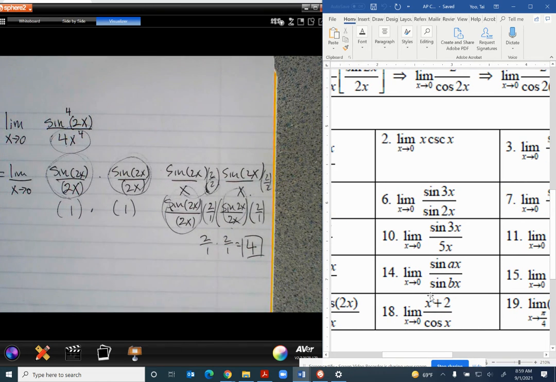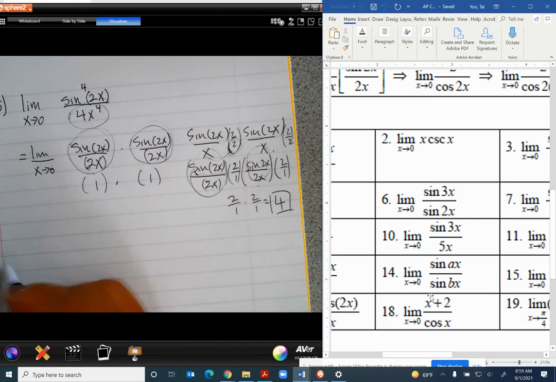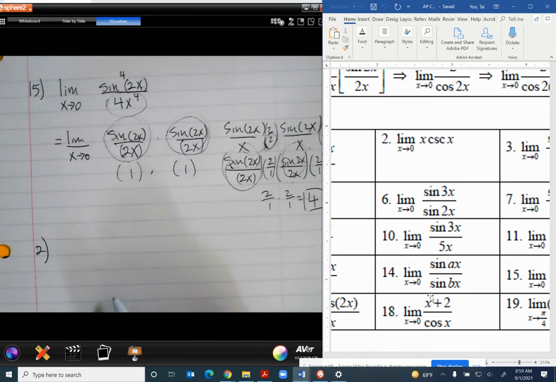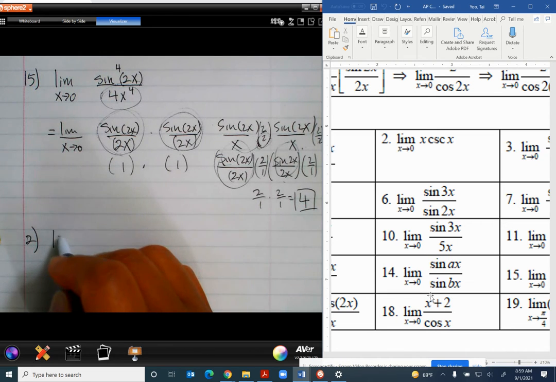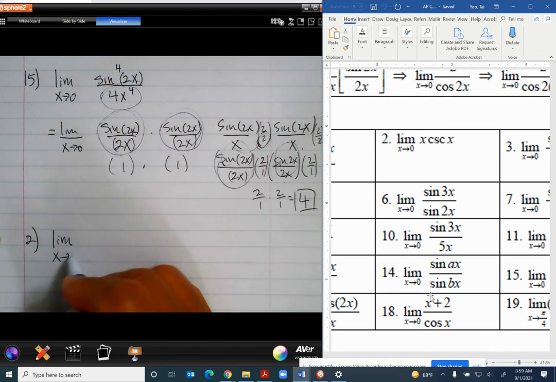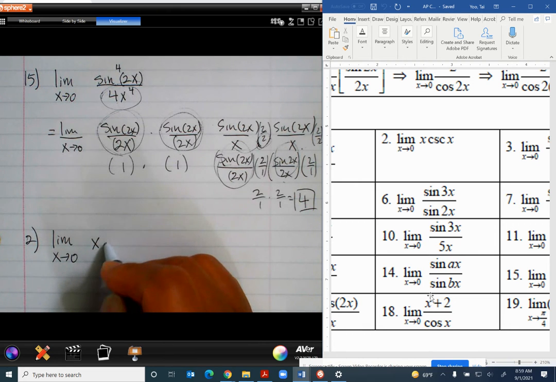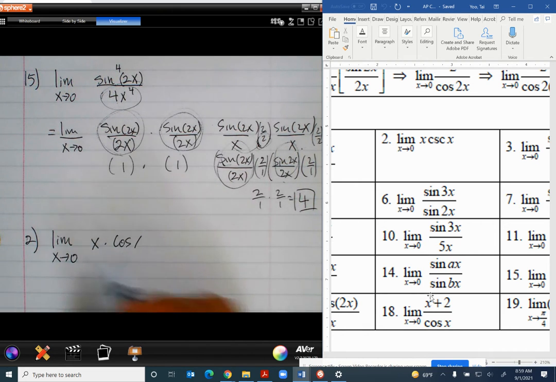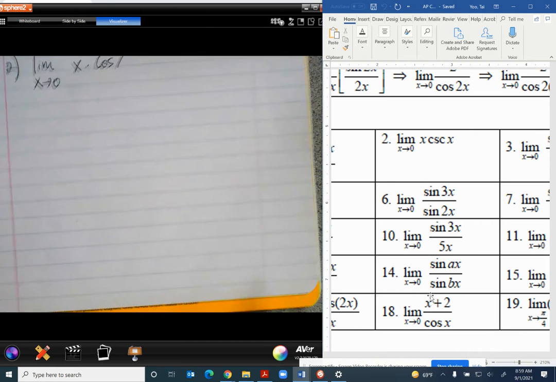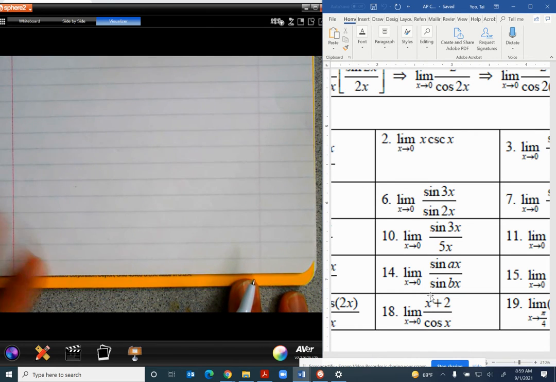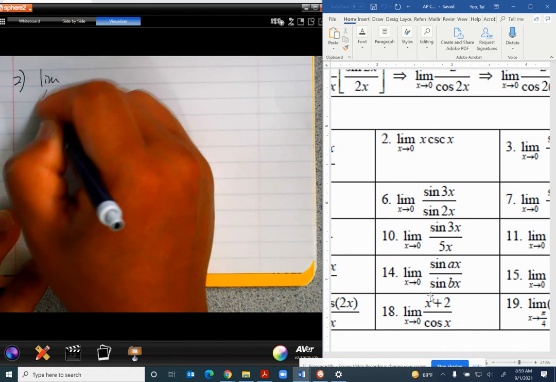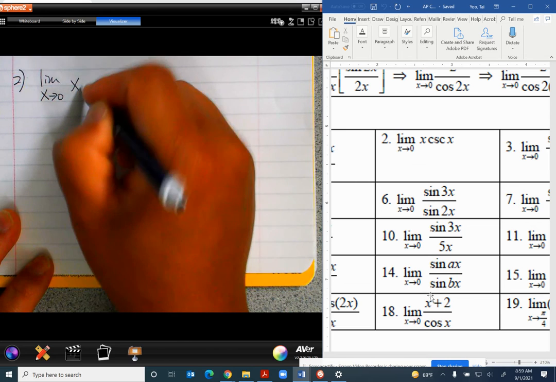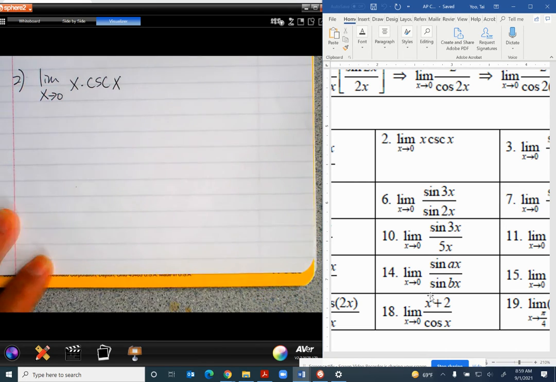All right, so I didn't talk about this thing. Maybe that's why it's throwing some people off. Number 2. All right, number 2, we have the limit as x goes to 0 of x times cosine, nope, it's not cosine x. Here, let me rewrite this. I wrote it in pen. I shouldn't write things in pen. So number 2, this is the limit as x goes to 0 of x times cosecant x.